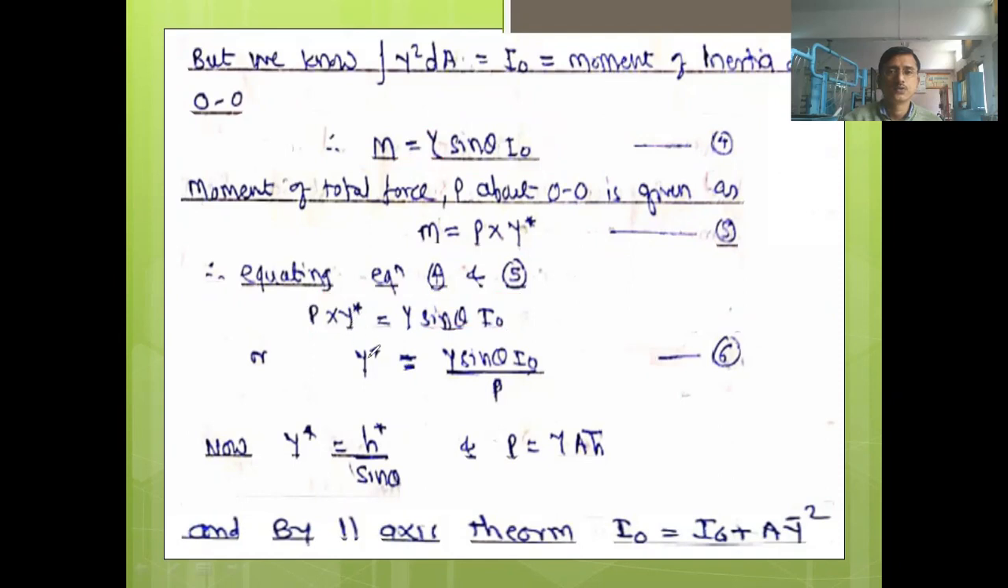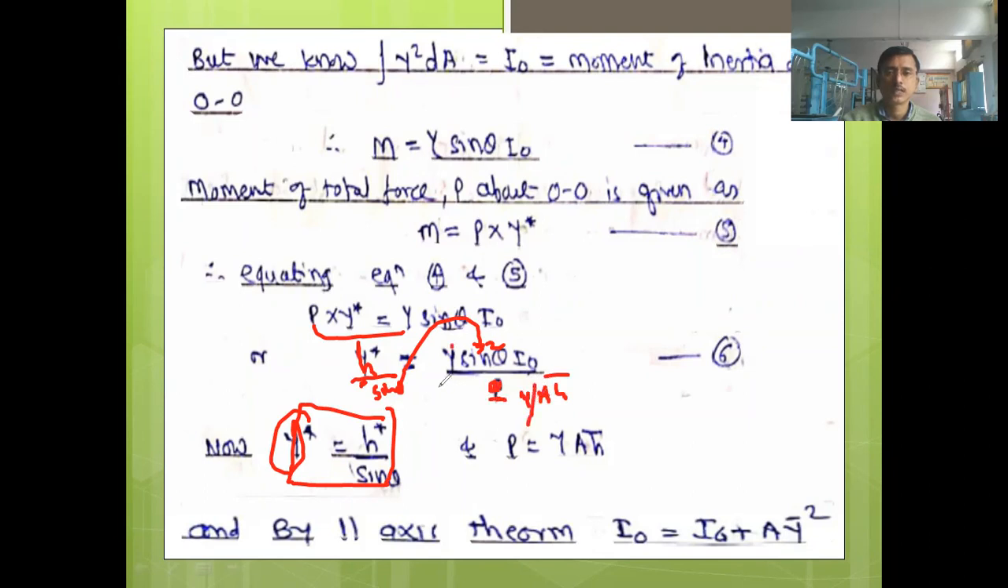Okay, so we are interested in finding what is y star, so I will put this here only and I will take this P on this side. Now instead of y star, I want to convert y star in terms of h star. So by using trigonometry, we can write y star is equal to h star upon sin theta. So instead of this, now I can put here h star divided by sin theta. This sin theta will go to the right hand side, it will become sin square theta, right? And instead of P, I will use gamma h bar, which we derived earlier.